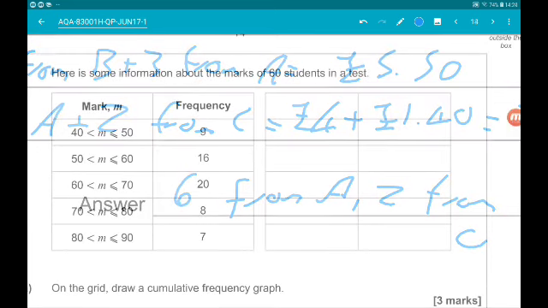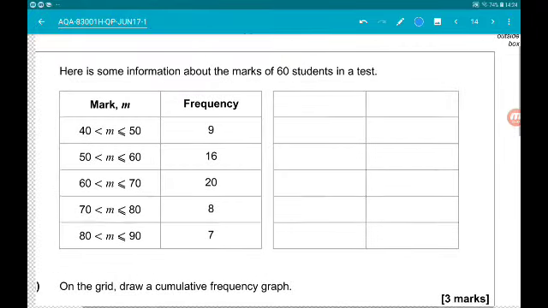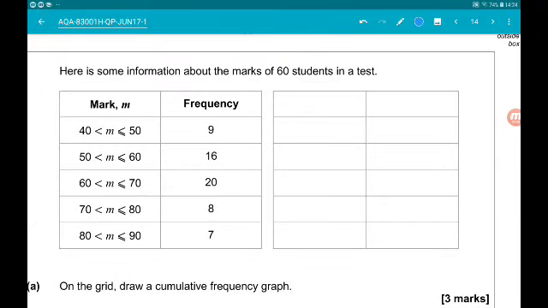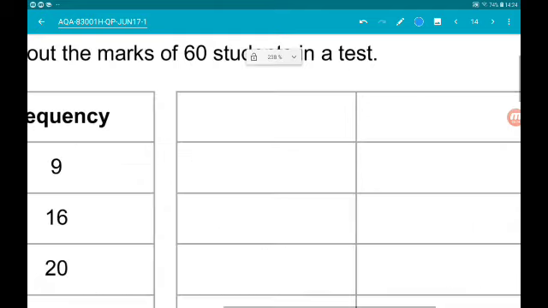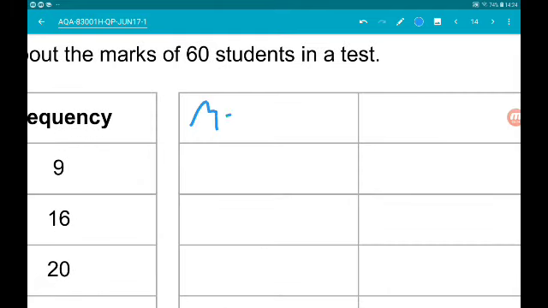Cool. Okay, question 19. Here is some information about the marks of 60 students in a test. Our job is to draw a cumulative frequency graph for the data. So, cumulative frequency means to add up the frequencies as we go. So in this table, we're still going to have mark in here, and in here, we're going to have cumulative frequency.